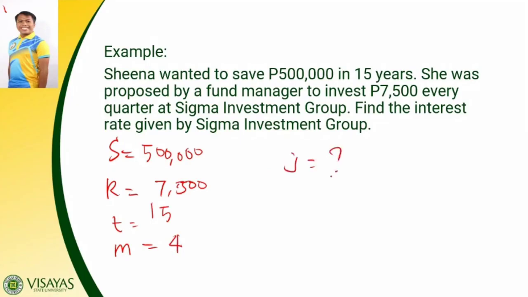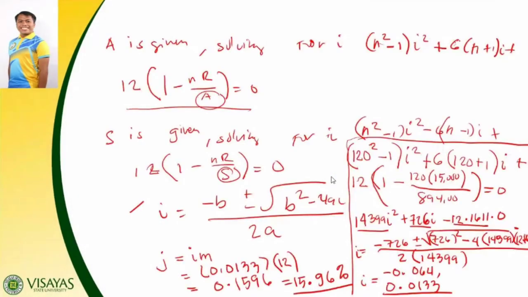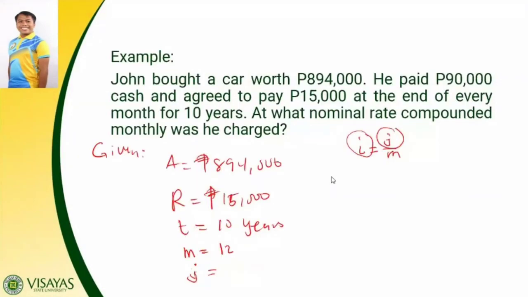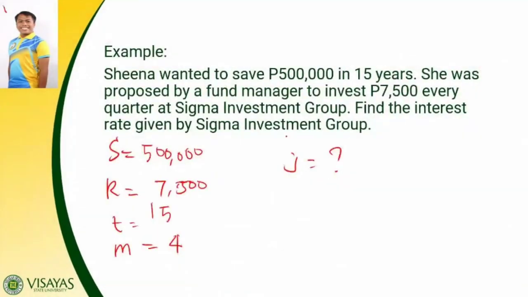We are supposed to find the interest rate given by Sigma. Okay, J. It seems the same, no? The same solution as our last problem. The same problem. At what nominal rate? Okay, so it is the same. So J is what we are looking for. So our solution here is to find J.